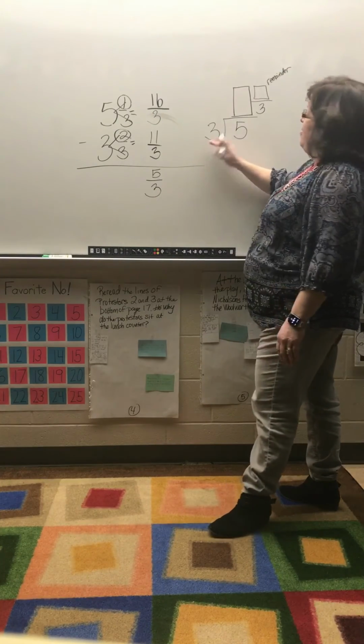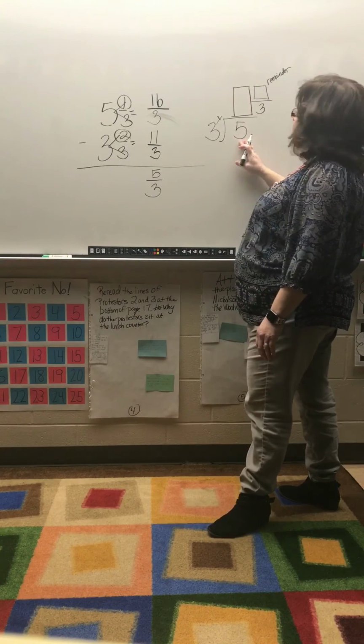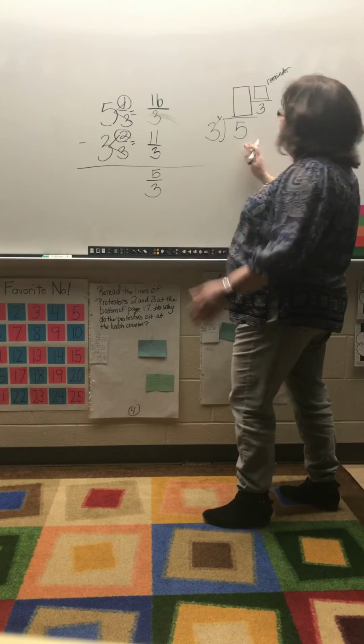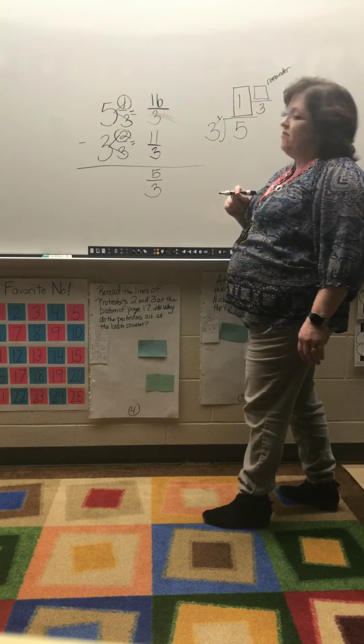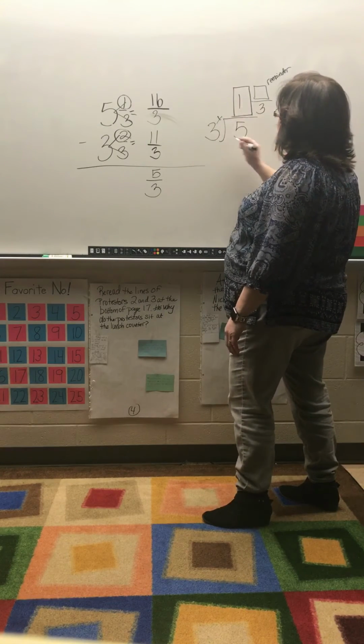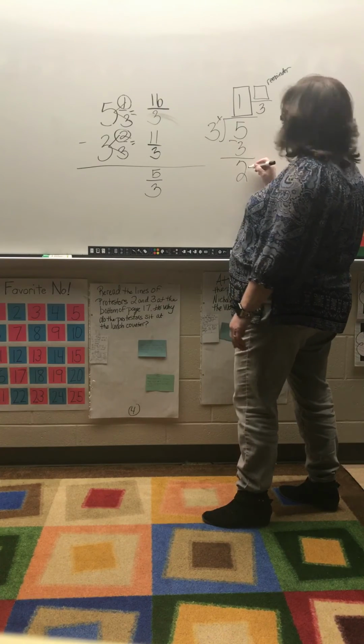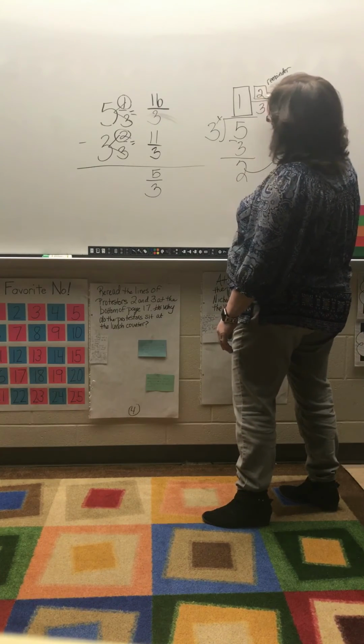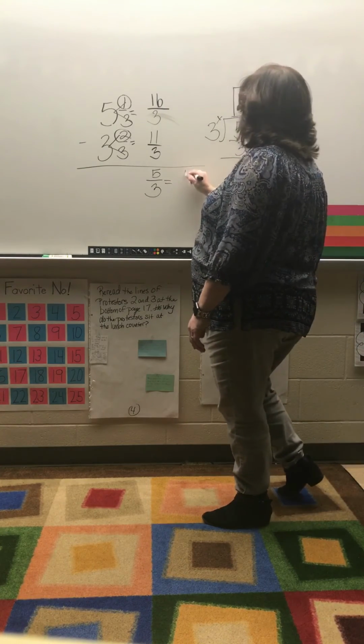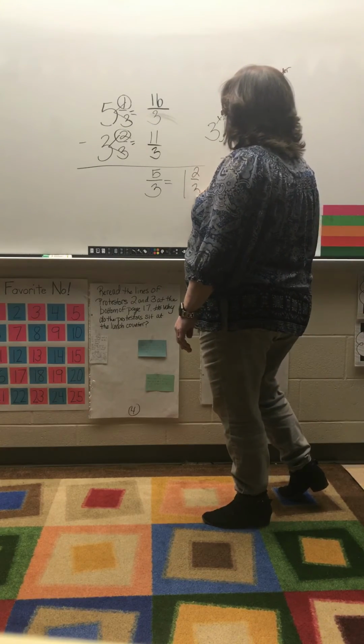So we're going to multiply 3 times what gets us close to 5? 3 times 1 gets us close to 5. There's our whole number. 1 times 3 is 3. 5 minus 3 is 2. That's my remainder, and it goes up here. My new fraction is now 1 2/3.